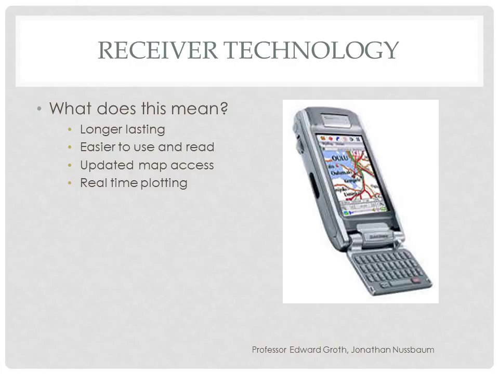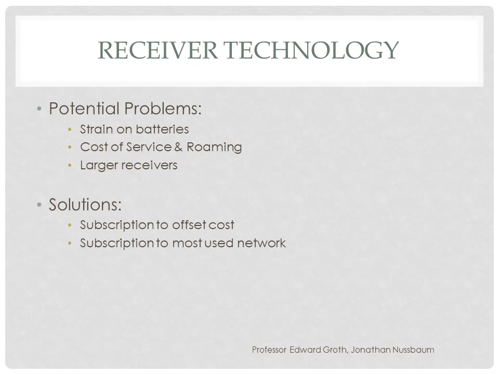So this means that devices are easier to use, batteries are longer lasting, data is being updated much more frequently, and real-time data plotting is now possible. But there are still problems. As many of you know, if you have an iPhone, for example, which tends to use batteries very quickly, there can be strains on batteries, costs of services and roaming and data charges, and the need for larger receivers. Solutions exist, but they cost money, and if you are in the position of a business or a government agency, sometimes that's a factor that has to come into consideration when thinking about the use of global positioning systems. So this section was intended to just give you an overview of some of the relationships between different types of mobile service technologies and their relationship with GPS.